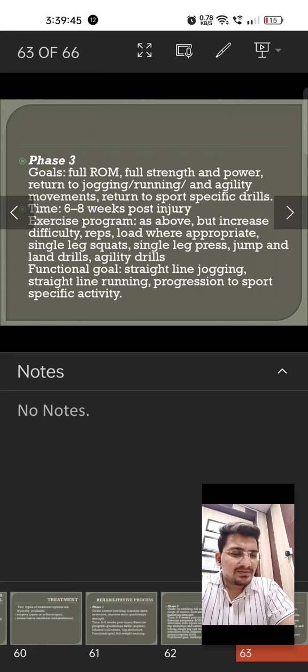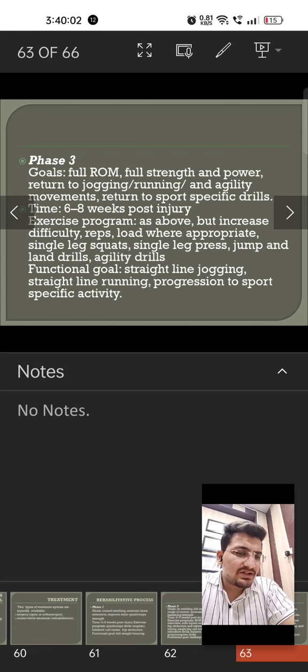So इसमें हम क्या करेंगे, बेसिकली हमें एडीएलएस पे वापस उसको लाना है कि वो रनिंग कर सके, जॉगिंग कर सके, अपनी एजिलिटी मूवमेंट कर सके, अपने बेसिकली में स्पोर्ट्स में उसको वापस भेजना है अगर कोई स्पोर्ट्स पर्सन है हमारे पास. तो टाइम इसका 6 to 8 वीक्स होगा पोस्ट इंजरी.